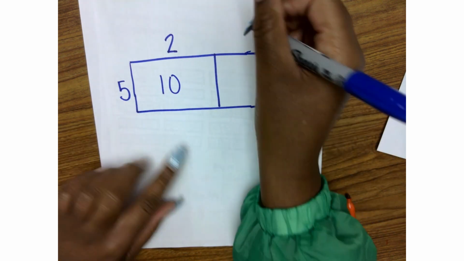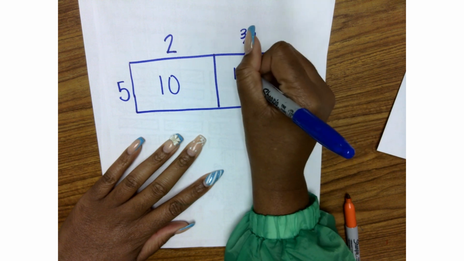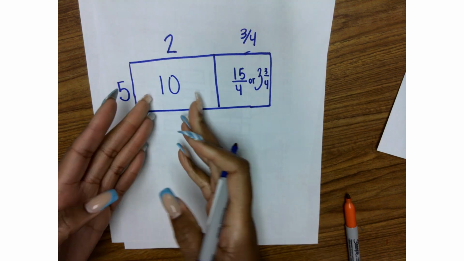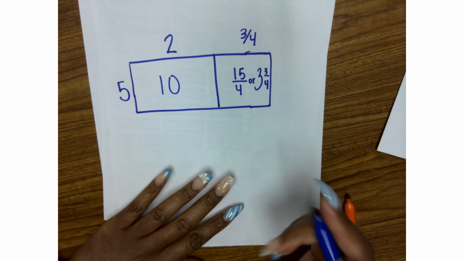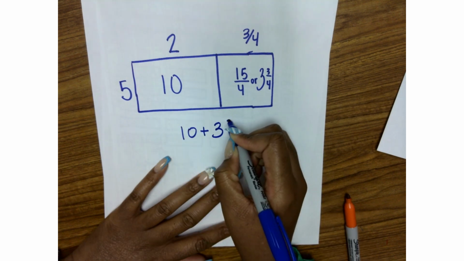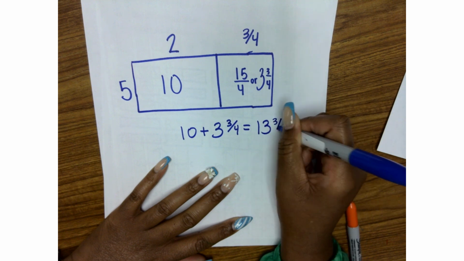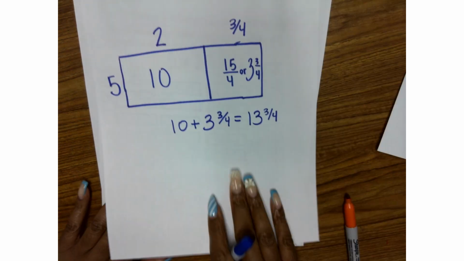And then 5 times 3/4, which would give me 15/4, or 3 and 3/4. Remember, these are our partial products inside of the area model. We have to add these parts together to get our product. So 10 plus 3 and 3/4 gives me 13 and 3/4. So they're very similar. There's actually a connection between drawing those fraction tiles out and the area model.